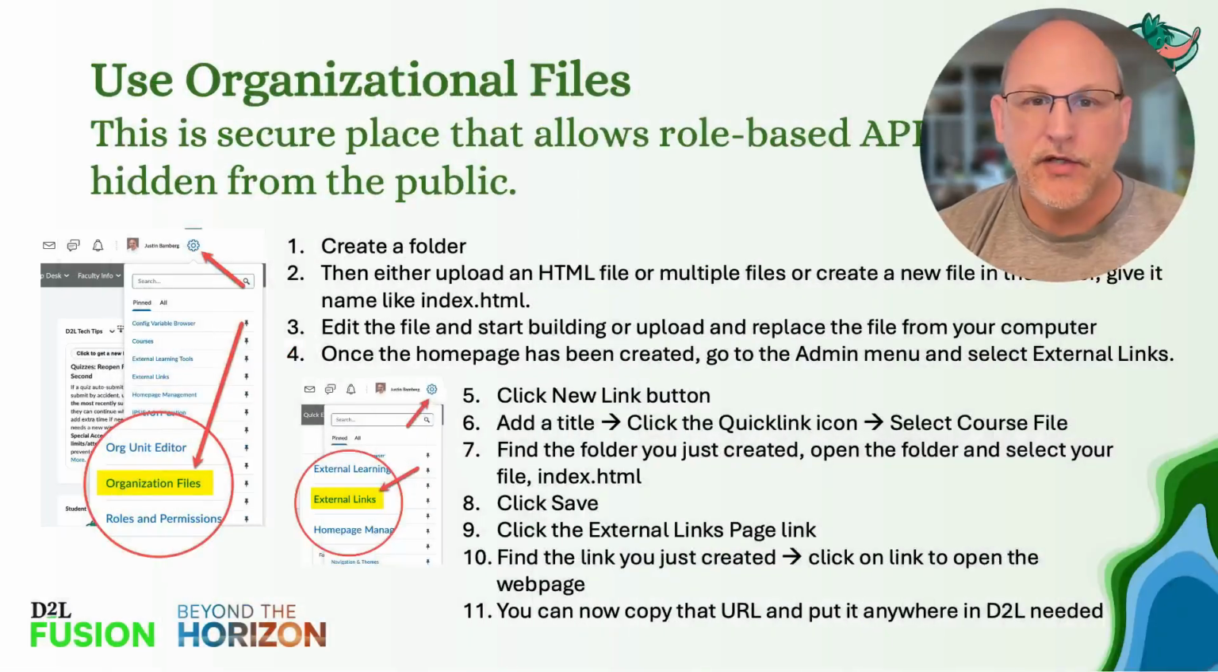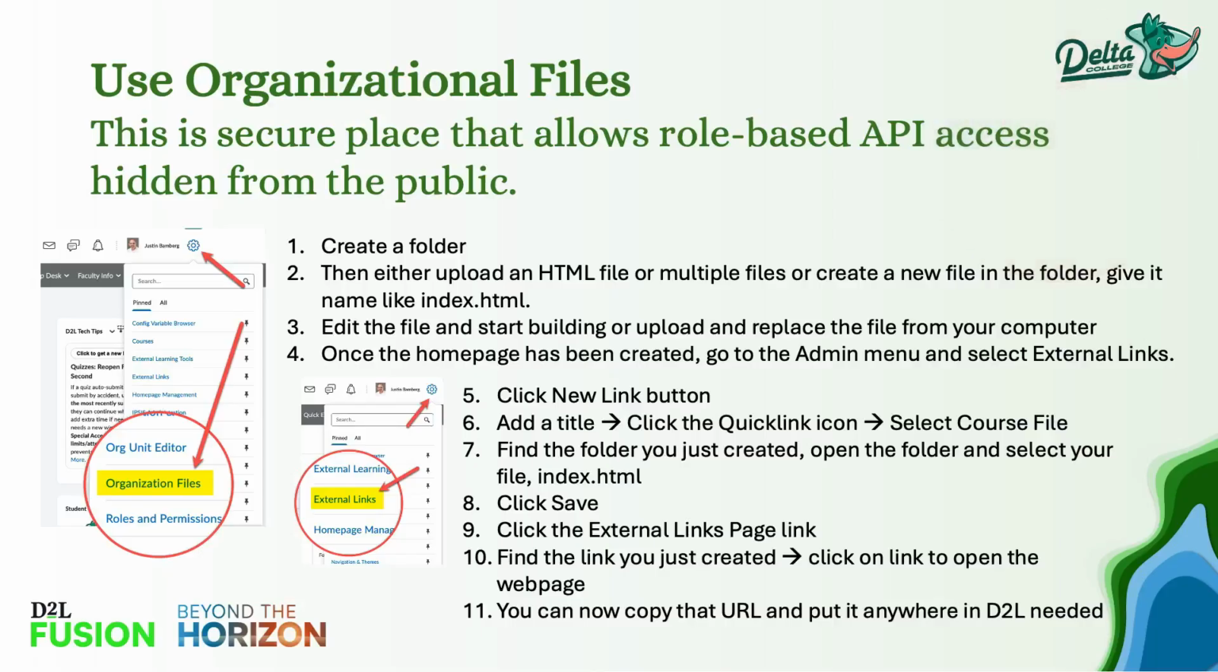We use the organization files area of D2L because it's more secure and allows for role-based API access, and it's hidden from the public. So we're going to walk you through the process of quickly creating a folder and then adding your first index file so that you can link to it inside the external links, and then you can use that URL anywhere across D2L.